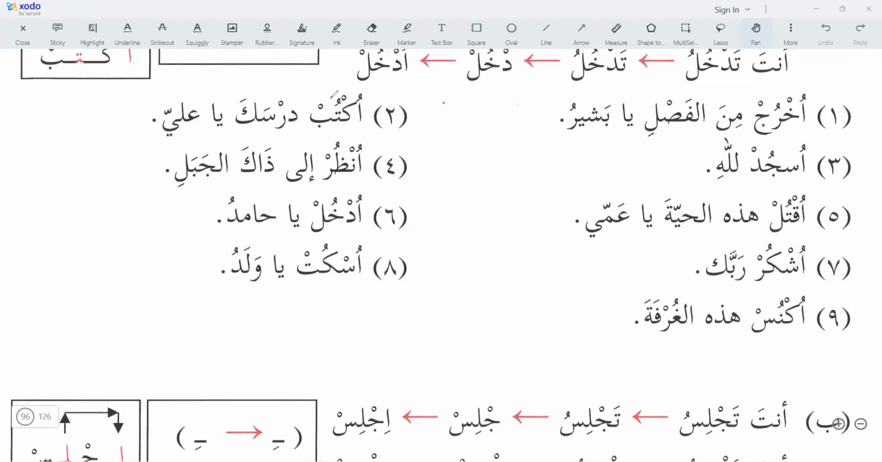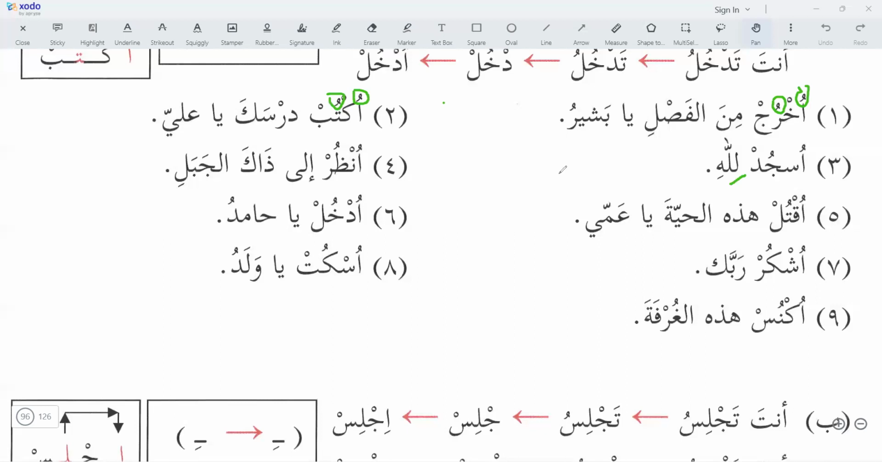Uktub. Here you can see the second radical has dhamma. So Hamzatul Wasal is taking dhamma. Yes, sir. The second radical has dhamma, so it is taking dhamma. They are all examples of the same pattern. Okay, please continue. Usjud lillahi, prostrate to Allah. Okay, good.